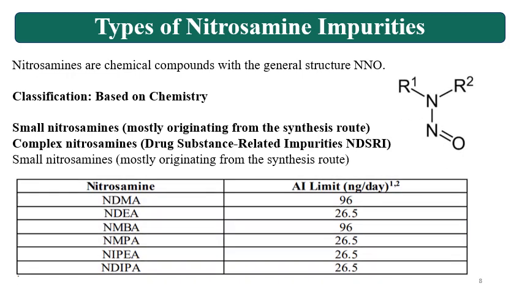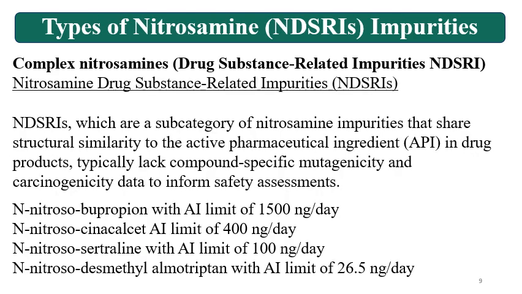So these are the impurities with N=O, and the small nitrosamines are NDMA, NDEA, NMBA, NMPA, NIPA, NDIPA with their acceptable limit. These have a very low acceptable limit, 9 nanogram per day being the lowest, and an AI limit of 26.5 nanogram per day, and the highest for these type of impurities is 96 nanogram per day. Nitrosamines are the most potent type of impurities.